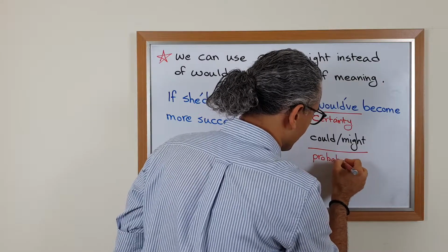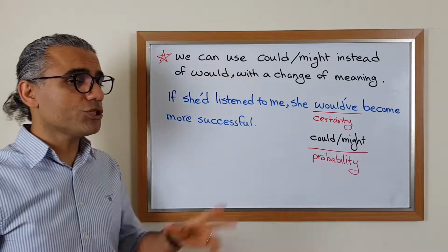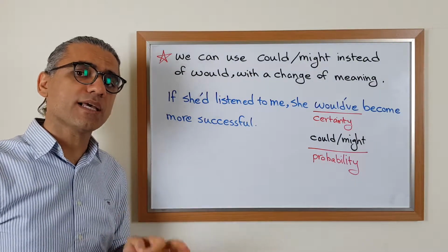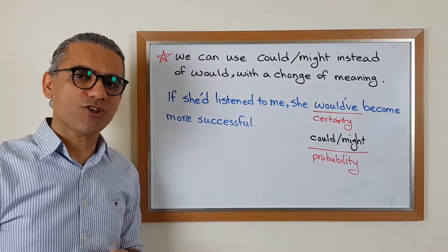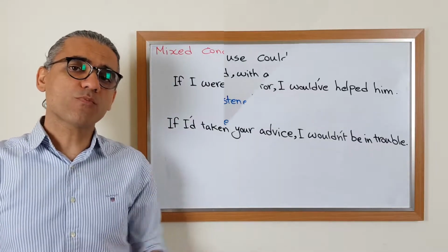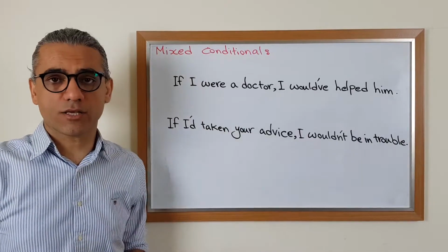So, probability. Yes, we could use could and might instead of would in the second conditional and in the third conditional, but with a change in meaning. Okay, last point before we get to the exercises, I want to talk about mixed conditionals.